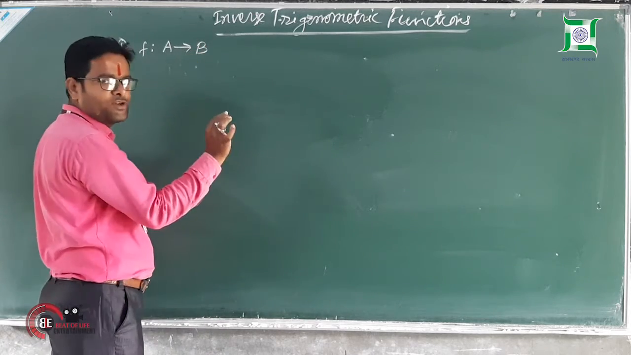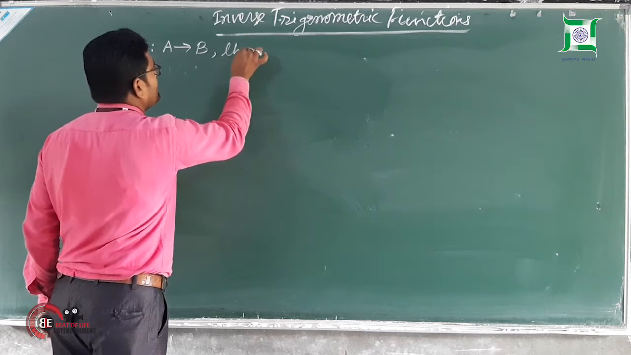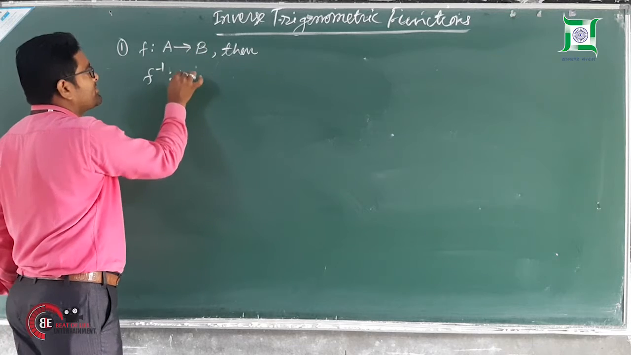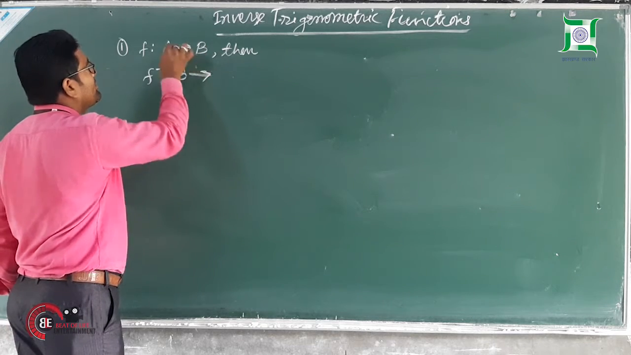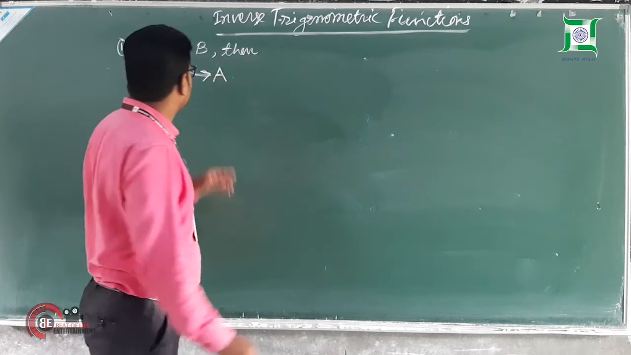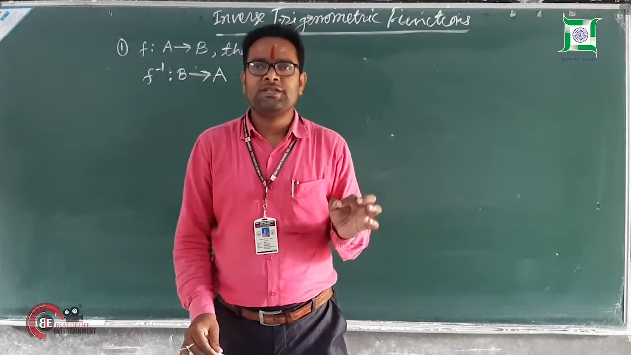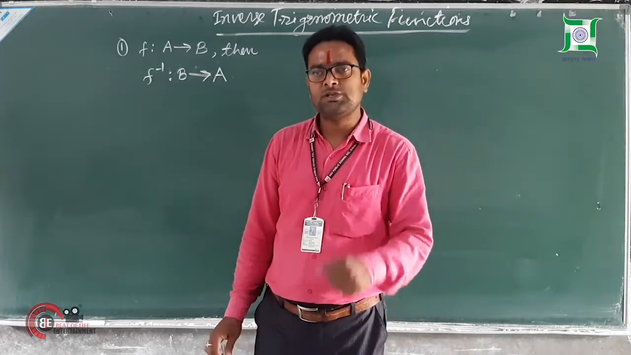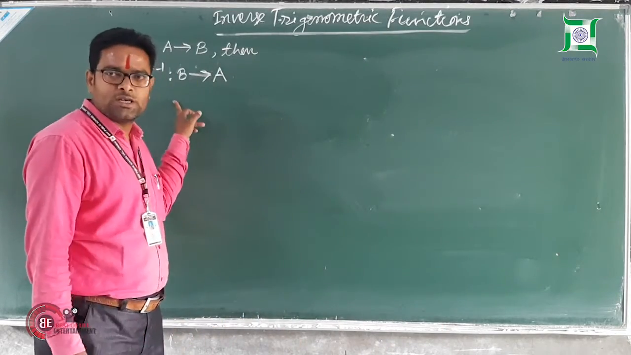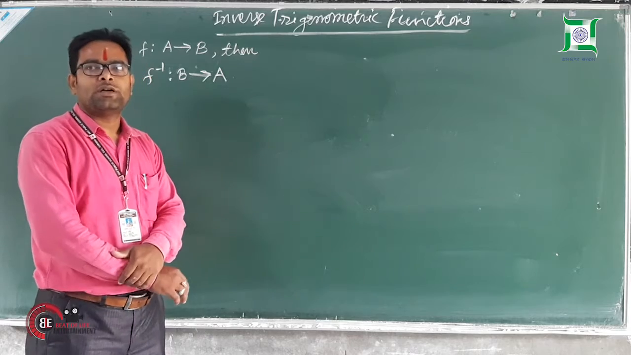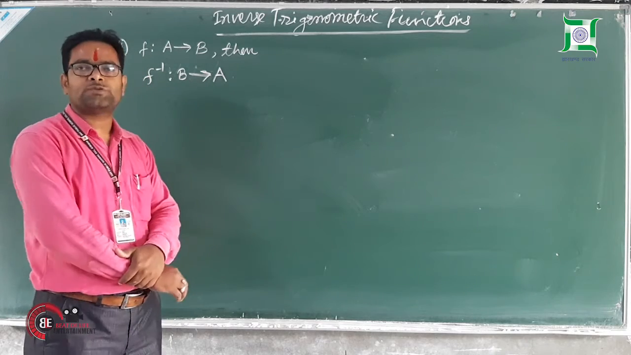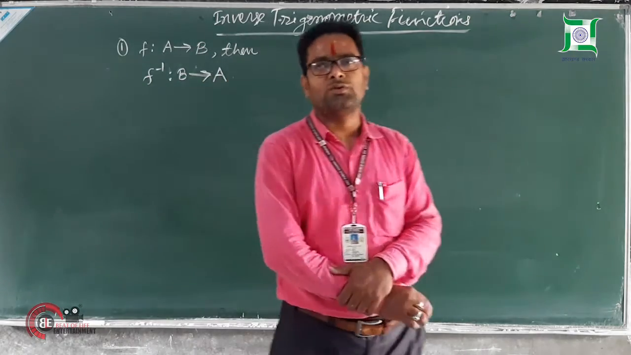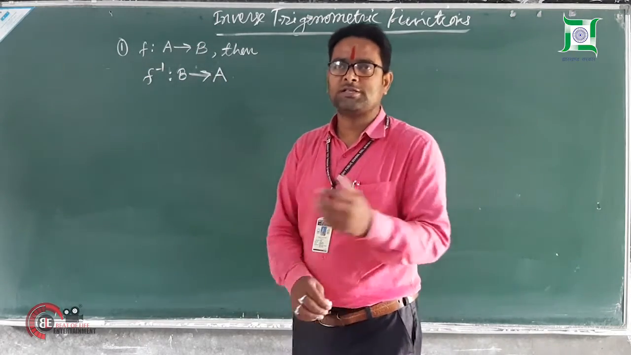So if this is your function, then f inverse will be given as: this range becomes the domain and this domain becomes the range. That means domain and range just interchange themselves in the concept of inverse. But you will see the inverse trigonometric function is a little bit different from the regular inverse of other functions. So what is the difference between them? I will show it through one of the inverse trigonometric functions. Let us see.